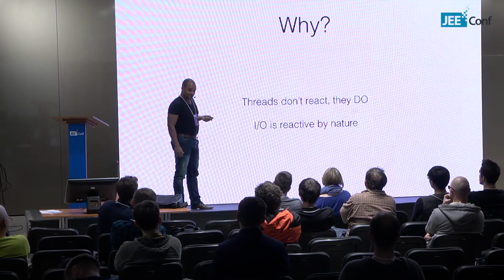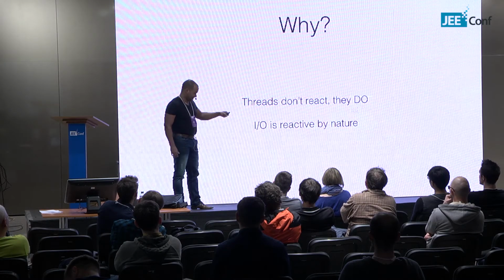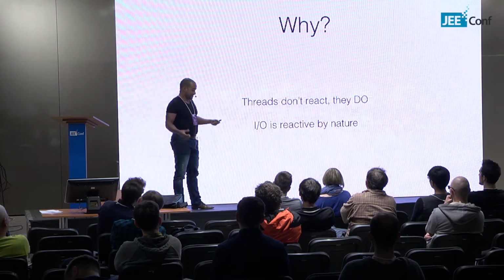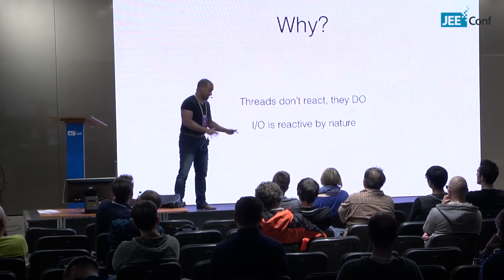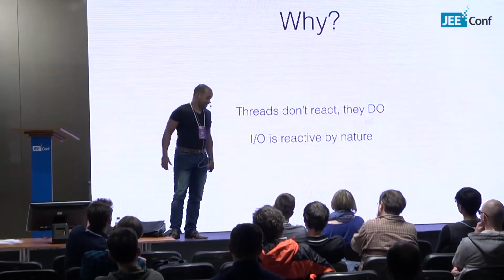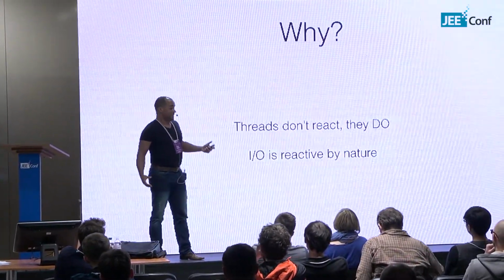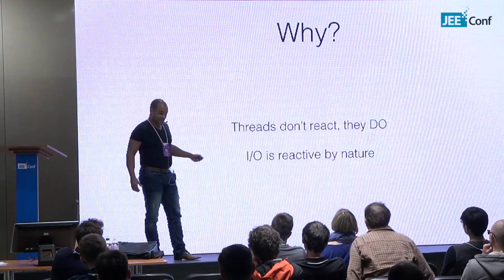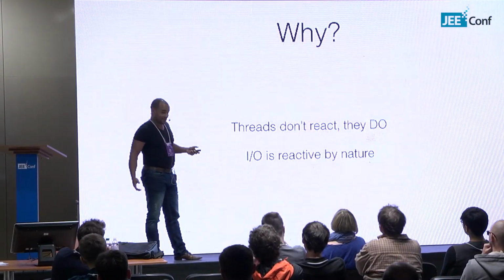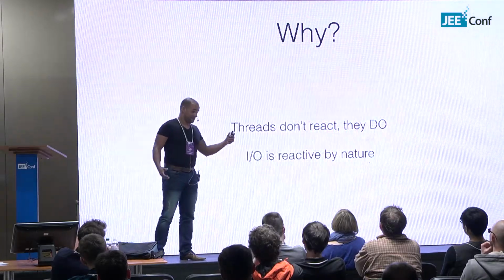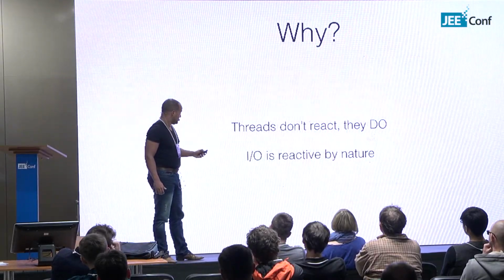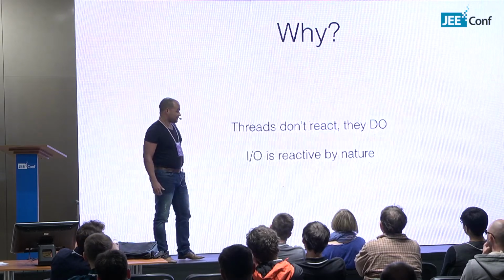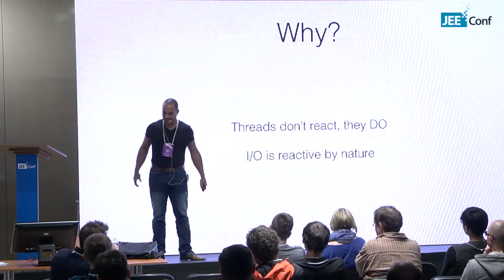This is not about doing things, this is about responding to something. So the thread can't make a network move faster, it can't pull harder or push harder to make stuff happen, it just has to be there. And I/O is reactive by nature. Even if you're local, you're reading from disk, the thread can't make the disk spin any faster. So you need to be reactive to deal with that.